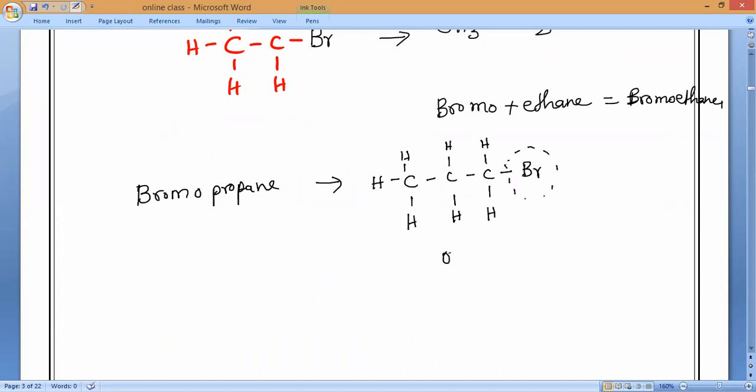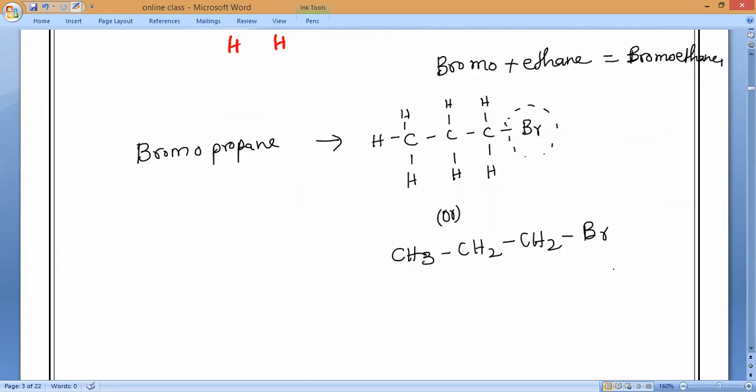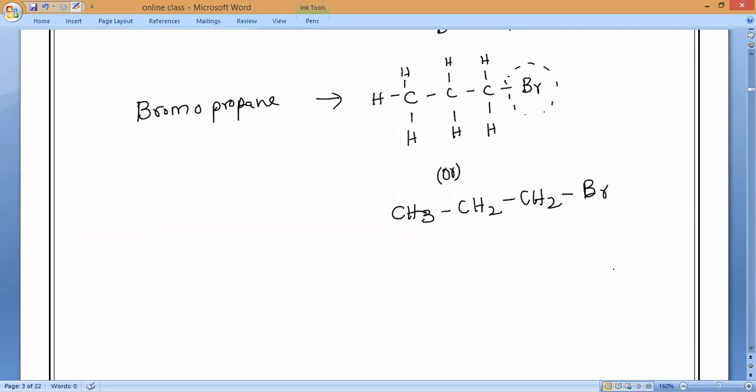So what is the condensed formula, all of you? What is the condensed formula? CH3 single bond, CH2 single bond, CH2 single bond. What will come? Br. Understand, everybody? So now I can replace with iodine.